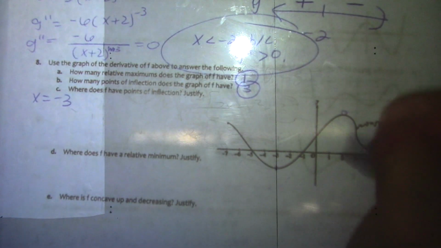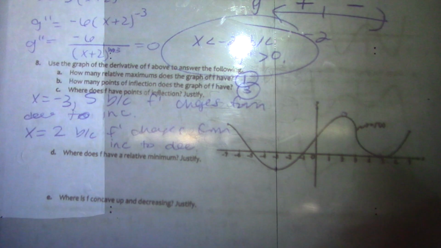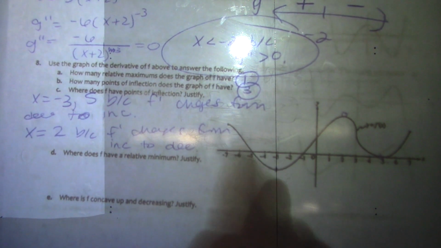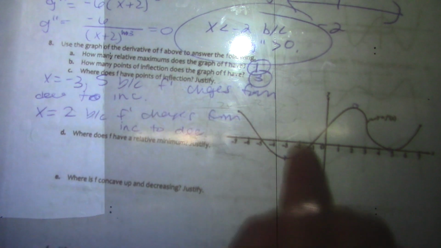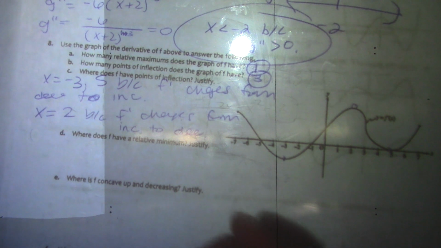And where do I have inflection? X equals negative 3, x equals 2, and x equals 5, but for 2 different reasons, right? Negative 3 and 5, because f prime changes from decreasing to increasing. And at x equals 2, because f prime changes from increasing to decreasing. Both are points of inflection because f double prime is changing signs. But I can't say f double prime is changing signs because I was given f prime. So f is changing from increasing to decreasing or vice versa.